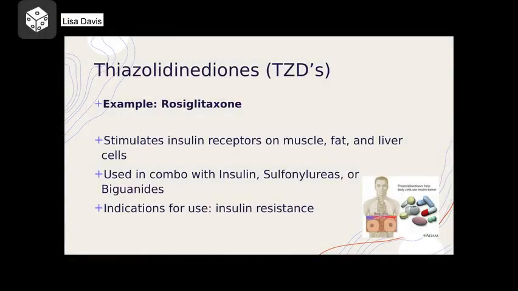Our next class, we have the TZDs. This is one of my favorite drugs because it has such a pretty name, rosiglitazone. So rosiglitazone is going to stimulate the insulin receptors on the muscle and the fat in the liver. And this is going to help the body use the insulin better. Generally, you're going to see this used in combination with insulin or sulfonylureas or biguanides. It helps to decrease insulin resistance. So it doesn't actually do anything with your blood sugar per se, but it's going to help decrease that insulin resistance so that your body can use the insulin properly.